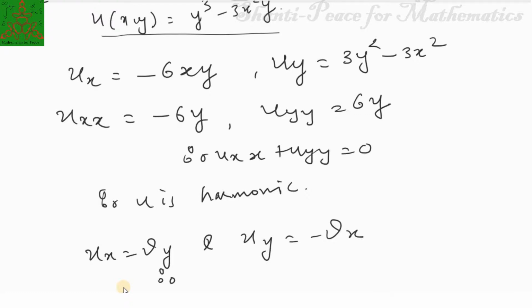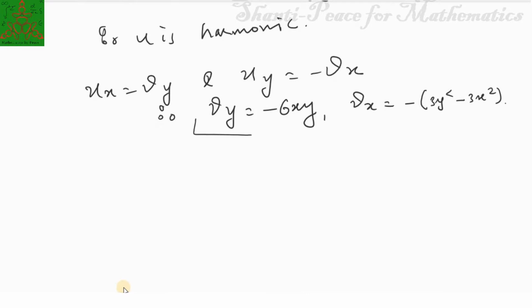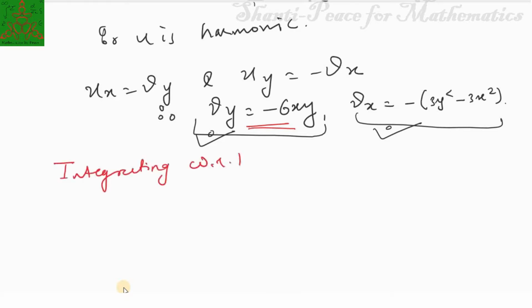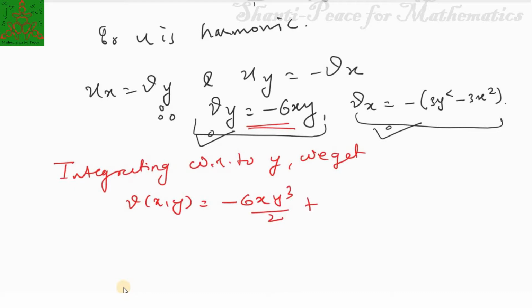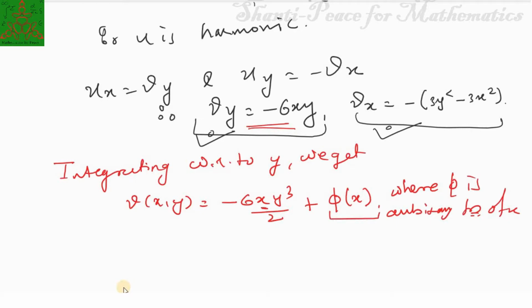That gives you v_y is −6xy and v_x is minus of (3y² − 3x²). Now we can take any one of these equations. If you take this equation, then you have to integrate with respect to y. If you take this one, then you integrate with respect to x. I am taking this equation. Integrating with respect to y, we get v(x,y) equal to −6x y²/2 plus some constant, but we are integrating with respect to y, keeping x constant. So that's why x is constant here, plus phi of x, where phi is an arbitrary function of x. Since phi is unknown, we need to calculate that further.